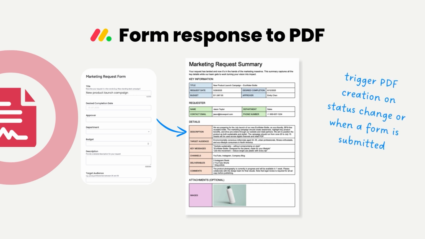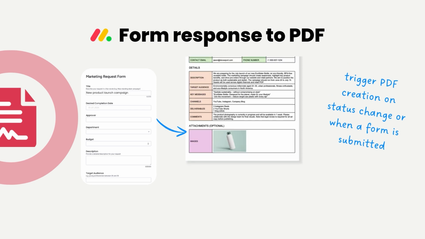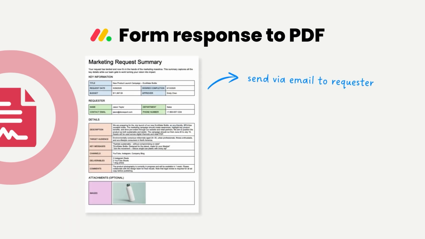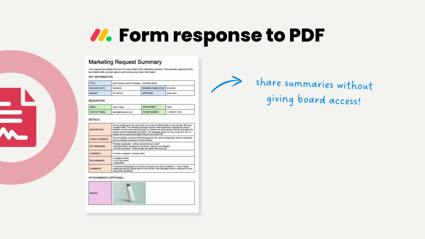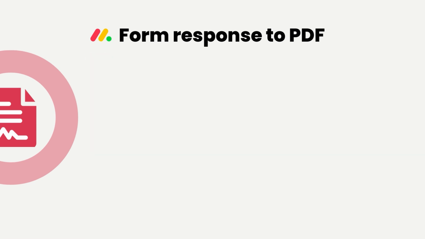You can generate PDFs manually or automatically with custom recipes triggered by form submissions, thus when an item is created or when a status changes. You can even email the generated PDFs automatically to the requester or any stakeholder using a custom email template. It's perfect for sharing summaries without giving board access. Let me show you how it works.